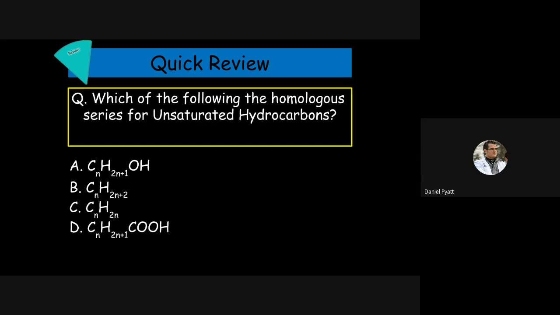And then you need to recognise from the four options which is the general formula for each option. So A is the general formula for alcohols. B is the general formula for alkanes. C is the general formula for alkenes. And D is the general formula for carboxylic acids. So unsaturated hydrocarbons are alkenes, so it's C is the answer.